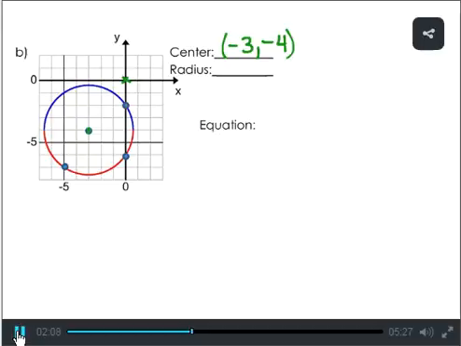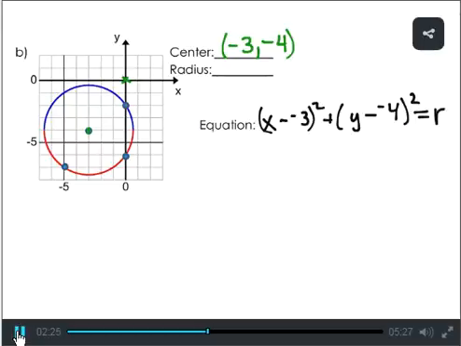So you've got x minus -3 squared. Yes, you could just go ahead and write x plus 3. Plus y minus -4 squared. Again, you could just write y plus 4. And now we just need to know what r is. So I don't know the radius yet. Let's go back and take a look at the picture.